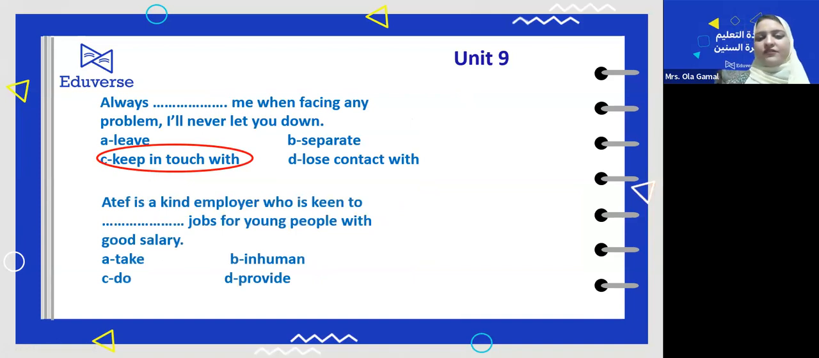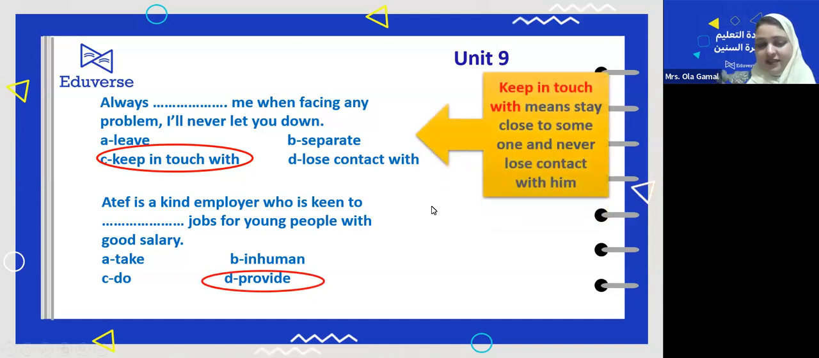And Albert is a kind employer who is keen to jobs for young people. So here, Albert, as we said, is a kind employer, so he is keen to take, or do, or provide. What do you think? Here it is going to be provide. Yes, provide jobs for young people with good salary because he is kind.